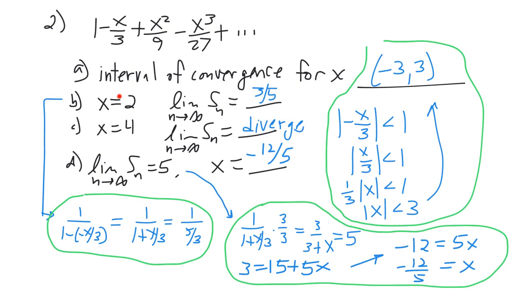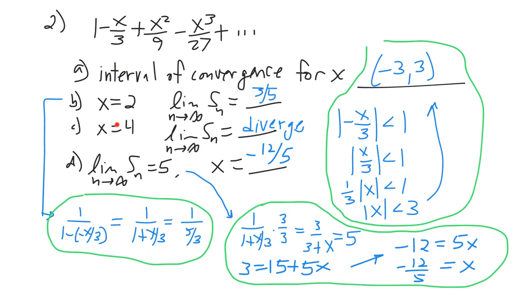So in part B, I take my formula, that's a1, or the first term, over 1 minus the common ratio, which is -x/3. I simplify, and I plug in 2 for my x value, so I have 3/3 and 2/3, that's 5/3, and I get my answer, and that answer is my final answer.